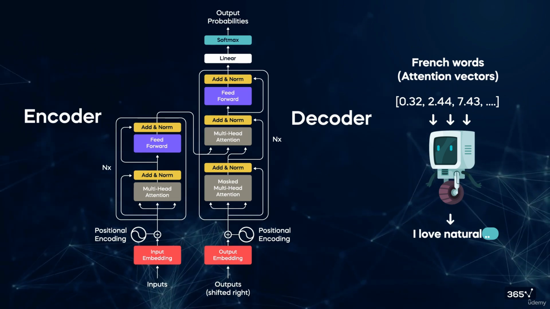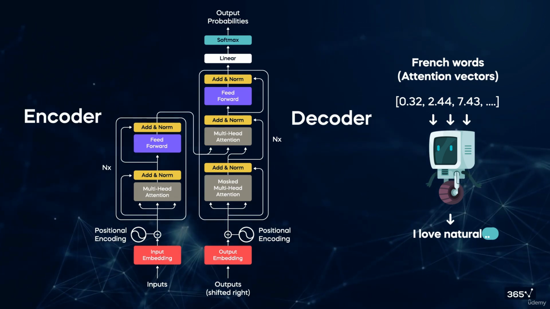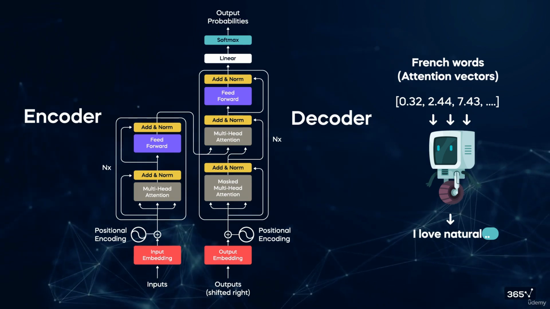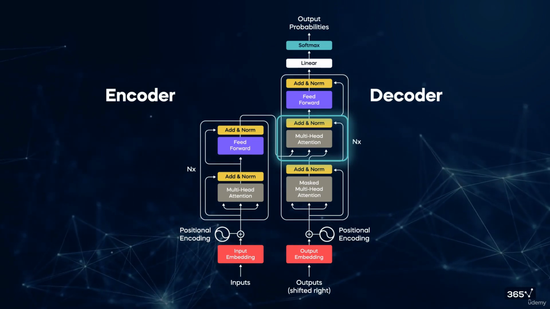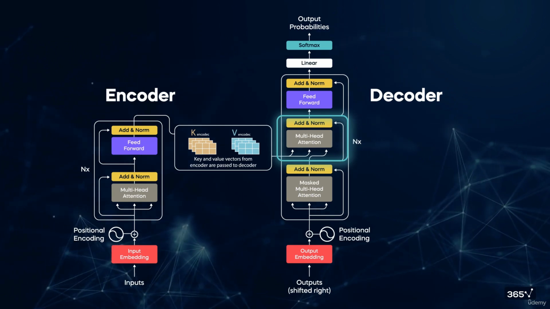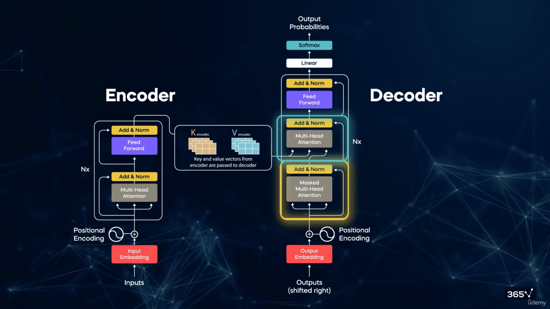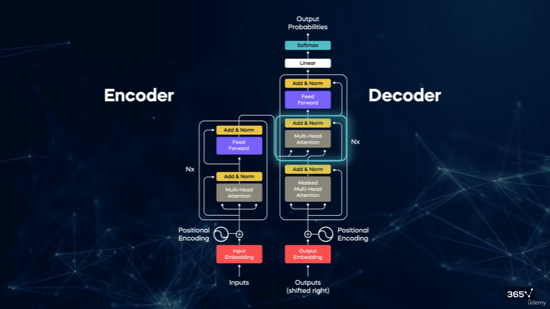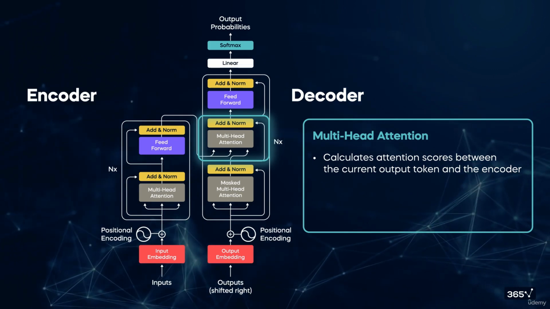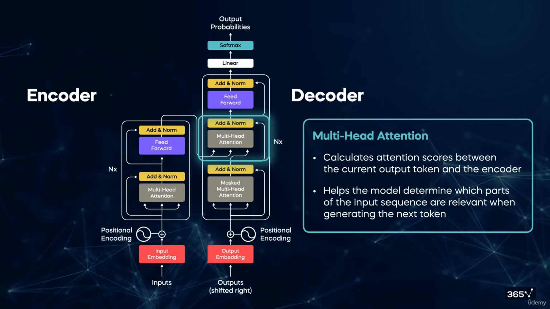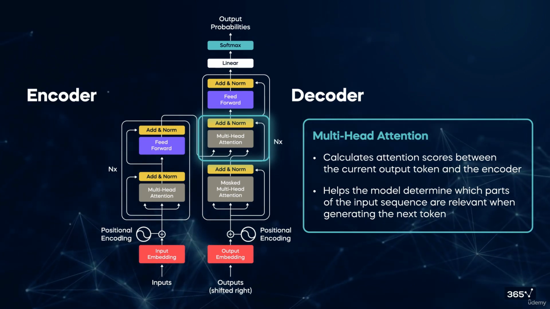We call this the masked multi-head attention because words later in the output text are masked or hidden from the model at this point. The multi-headed attention layer in the decoder block receives inputs from both the encoder block and the masked multi-head attention layer. In addition to self-attention, the decoder's multi-head attention also calculates attention scores between the current output token and the encoder outputs. This step helps the model determine which parts of the input sequence are relevant when generating the next token for the output.